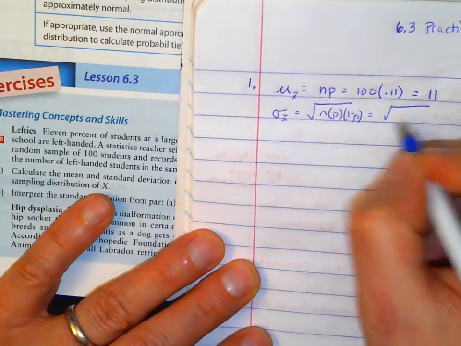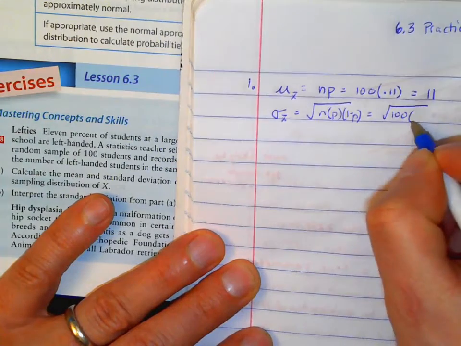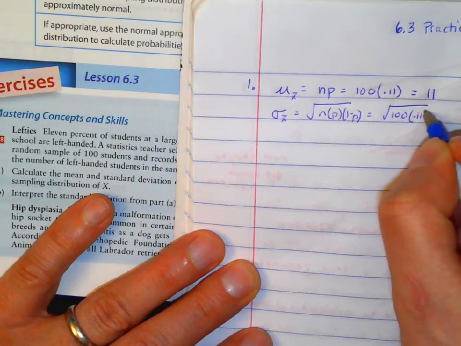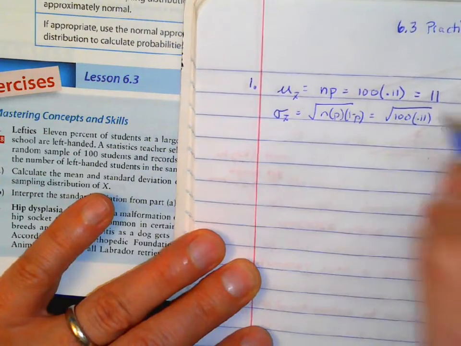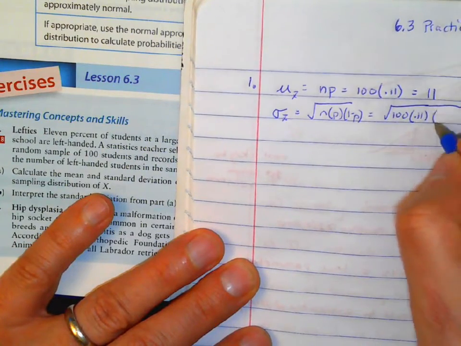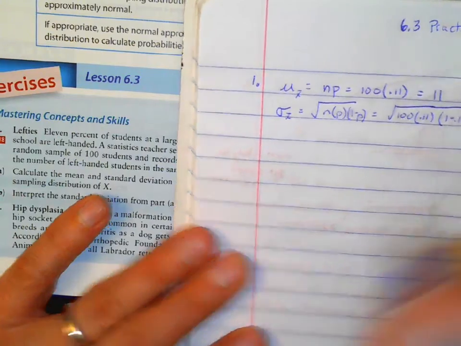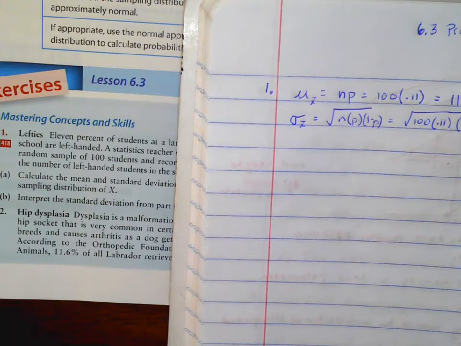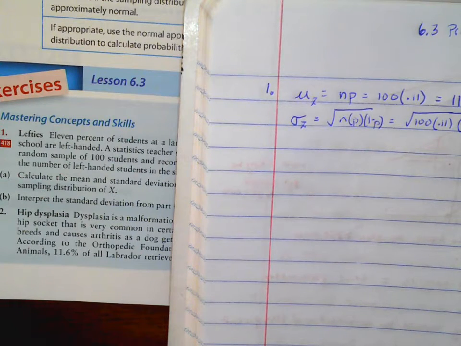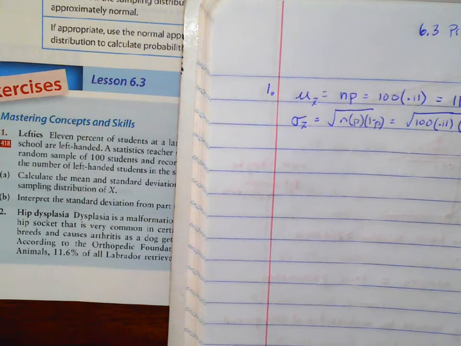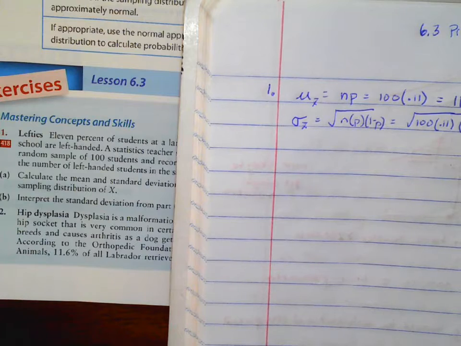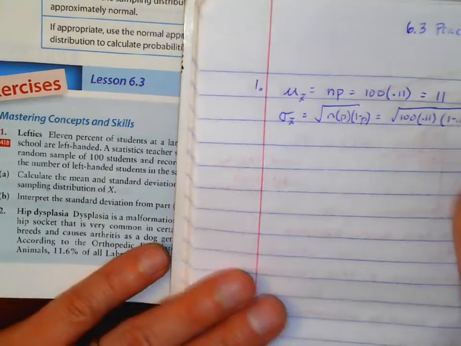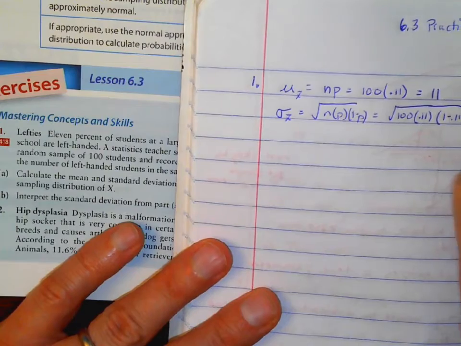So it's the square root of 100 students in my sample times my 11% that I expect to be, and 1 minus the 11%. Okay, grab my calculator. And I get a standard deviation of 3.13.